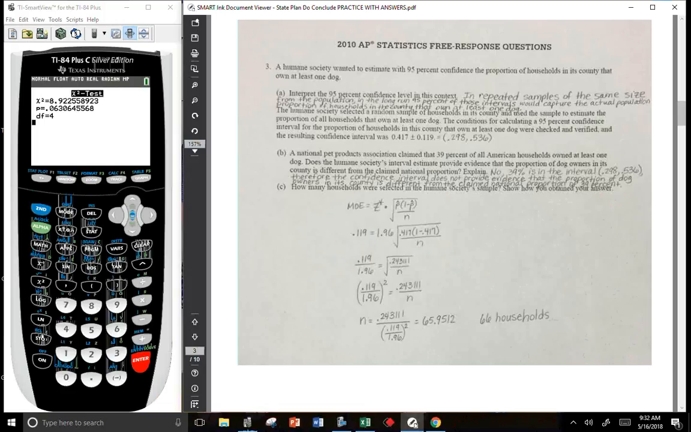So if the number is in the interval, then it's a plausible value. Like it should be right. But if it's outside, then it's not a possible value. And so I said no, because 39% is in the interval. Then there's not evidence that it's different from the national proportion. So they asked that kind of weird.